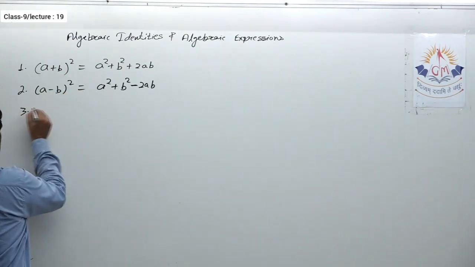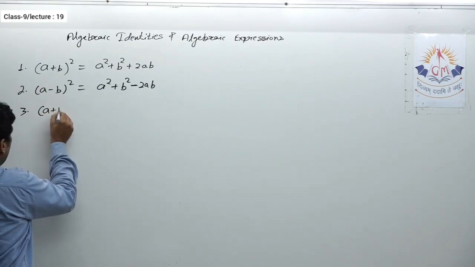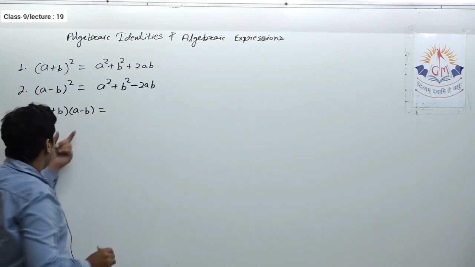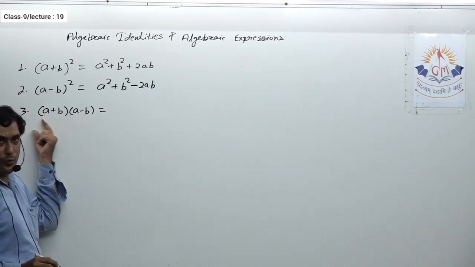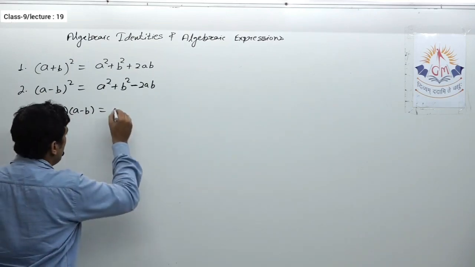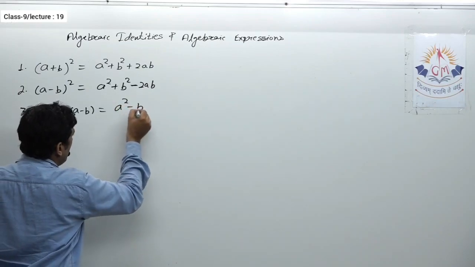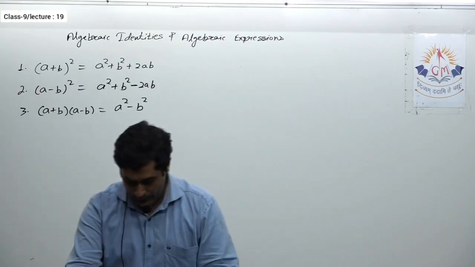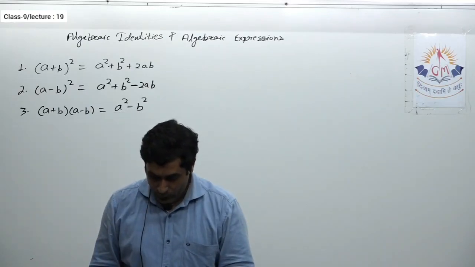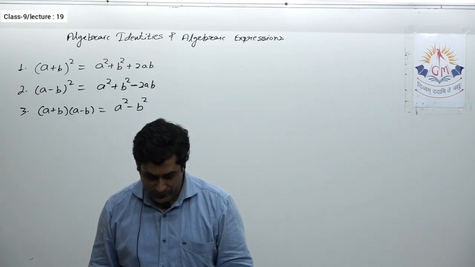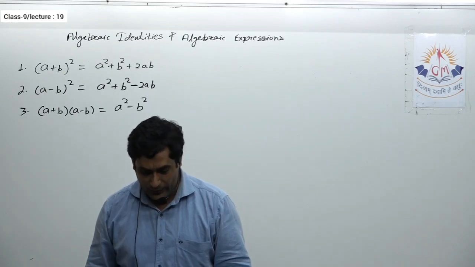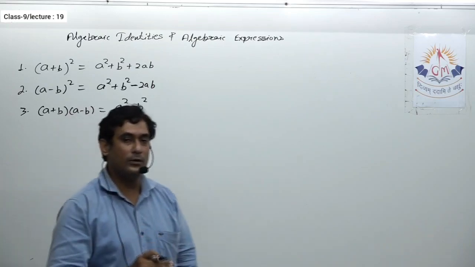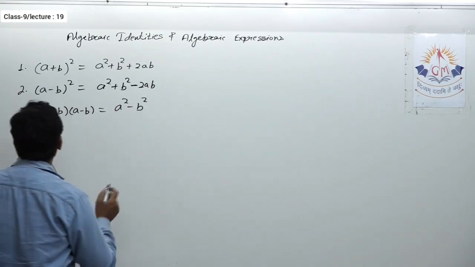Now the third that you need is (a plus b) multiplied by (a minus b). That means we can say the product of the sum of two quantities and the difference of two quantities. So this gives you a square minus b square. You have to mug up these identities very well. Now, if we move according to your book, in the first exercise they give this identity only, but I'll give you all the identities first and then we'll move according to the book.